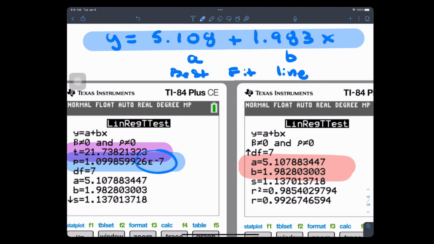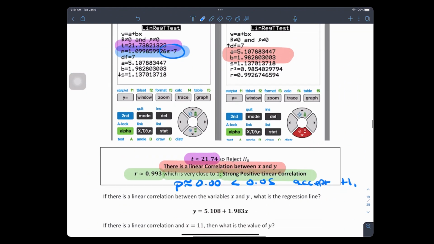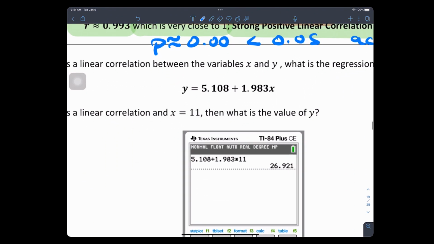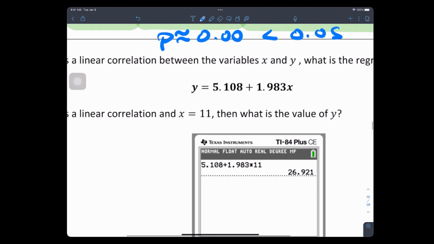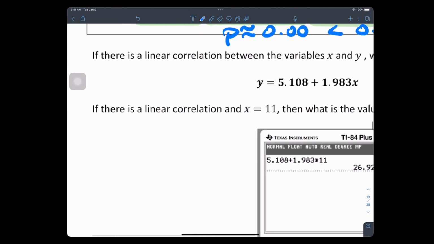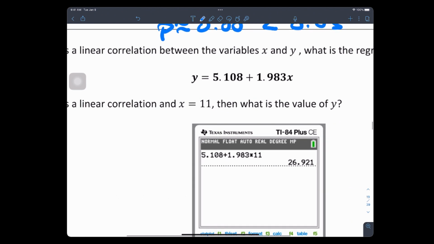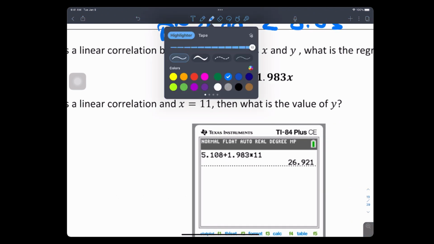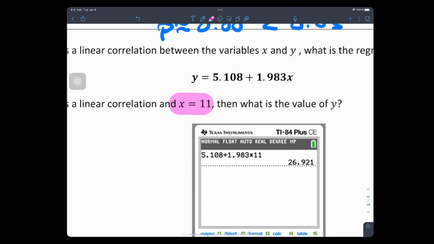What do you care about that line for anyway? Why do you care about that line anyway? Because if there is a linear correlation, I can be predictive. I can now say, let X, we'll use pink, pretty in pink. If X is 11, there you go. Plug in 11 for X, you can now find the Y value.